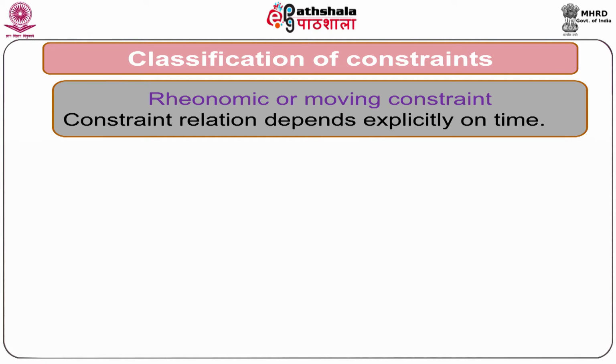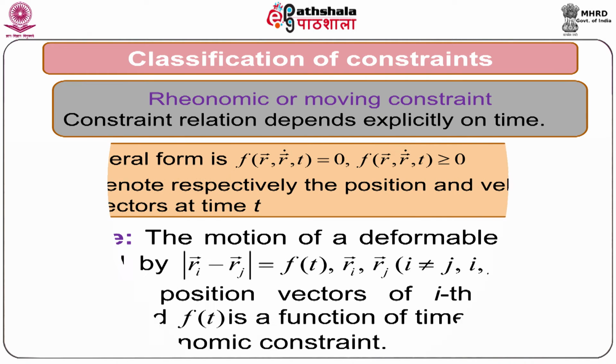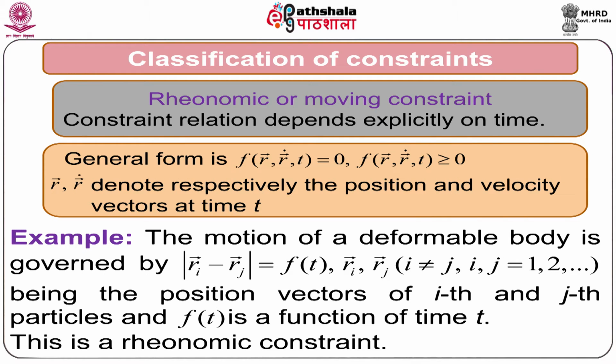Now, we are interested to discuss the classification of constraints. Constraints can be classified as follows. First one is rheonomic constraint. If the constraint relation depends explicitly on time, then it is called moving or rheonomic. The general form of rheonomic constraint is f(r, ṙ, t) = 0.